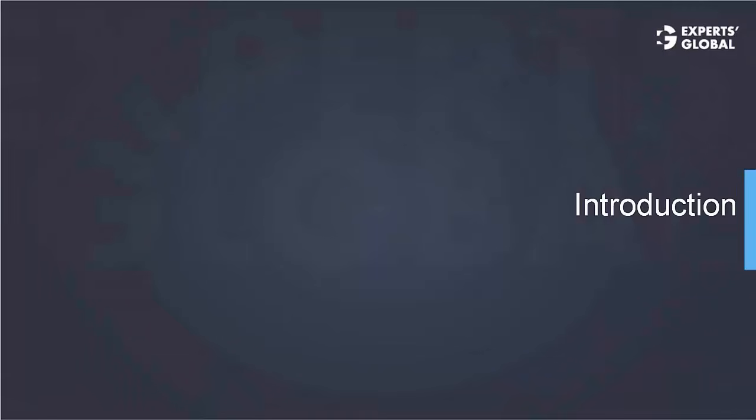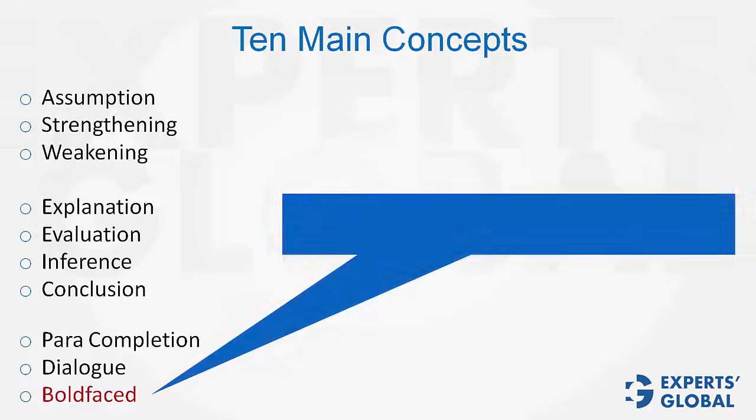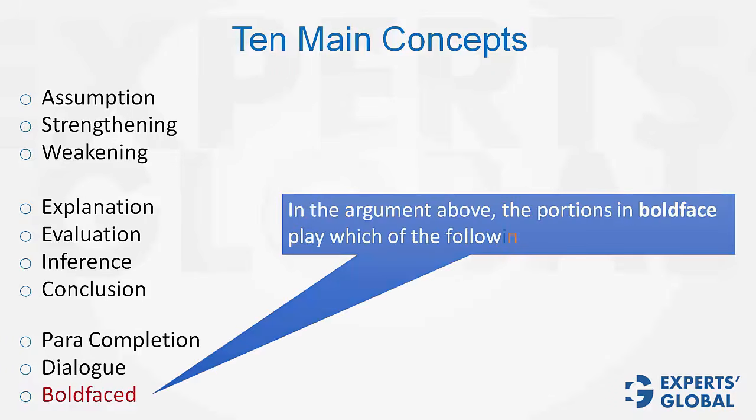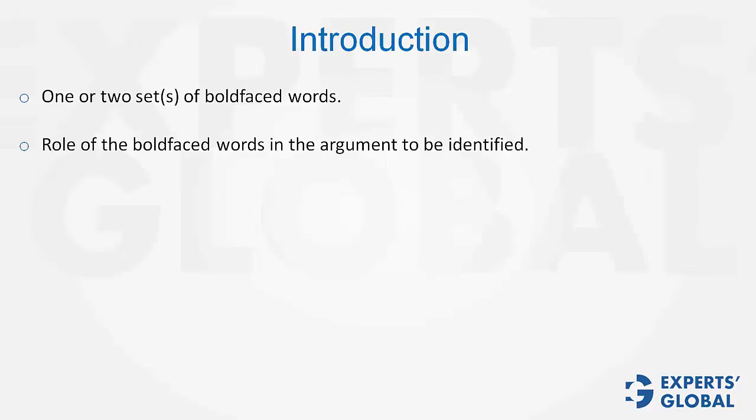The basics. These are the 10 main concepts on GMAT Critical Reasoning, and now we are on boldface. The typical question stem is always this. In the argument, the portions in boldface play which of the following roles? The question is always about the role played by the boldface in the argument. The question will have a paragraph with one or two sets of bold-faced words, and the role of the bold-faced words in the argument would need to be identified.